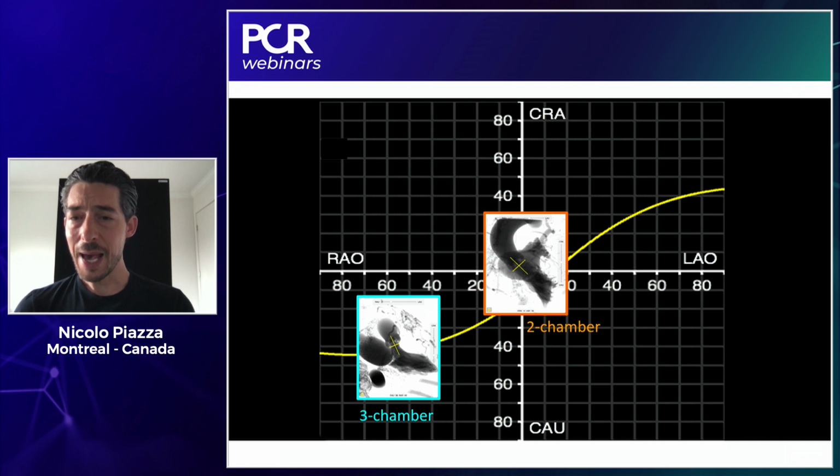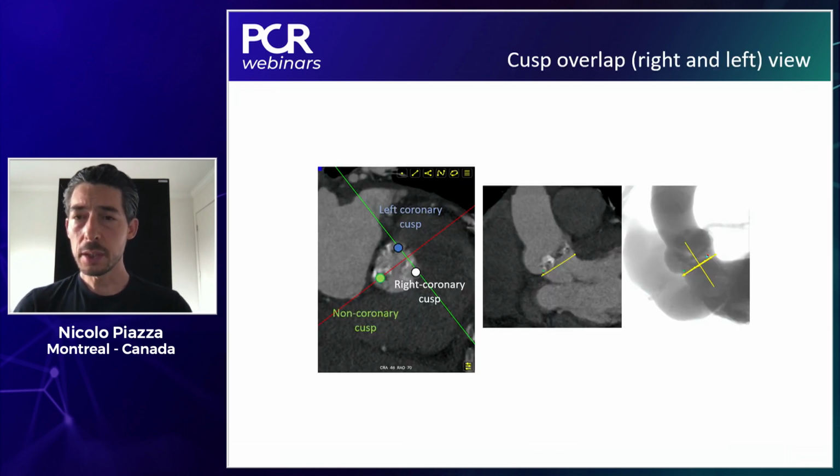So when we talk about the actual cusp overlap view, what we like to do is we take our multiplanar reconstruction lines and we take one of them and we make them overlap the left and right coronary cusp. The orthogonal multiplanar reconstruction line should cut across the non-coronary cusp. In this way, you'll have the overlap of the left and the right and isolation of the non.